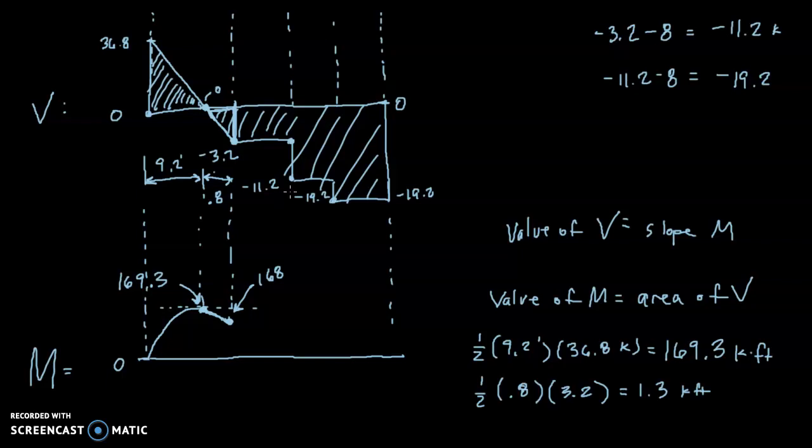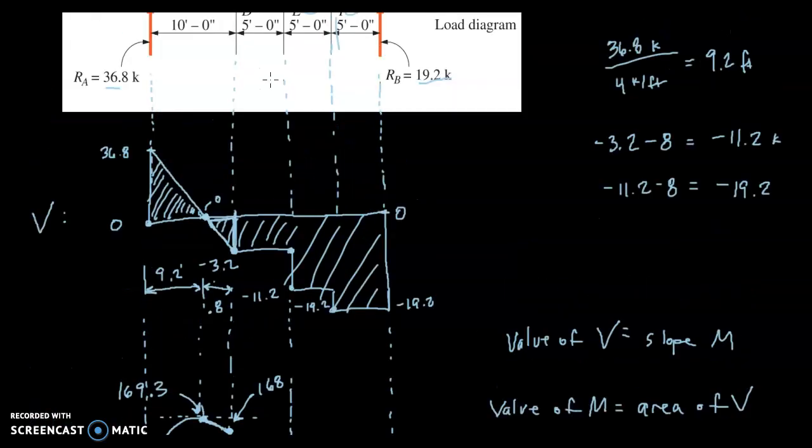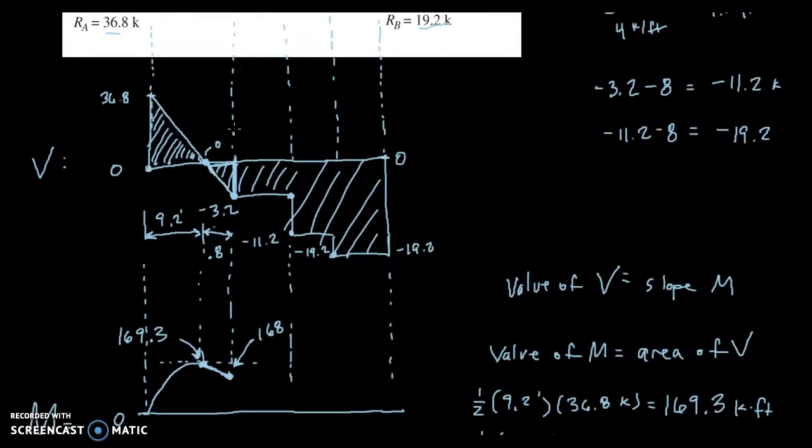Now let's look at this next section of the beam over the next distance here. This is a distance of 5 feet, from here to here. The value of the shear diagram was negative 3.2. So if I find the area of this rectangle, it's below the 0 axis, so it's a negative value. It's going to cause my moment diagram to go down, but at a constant rate. The value of the shear diagram here is a constant 3.2, so this is a constant slope. This is going to be a straight line from this point to this one.